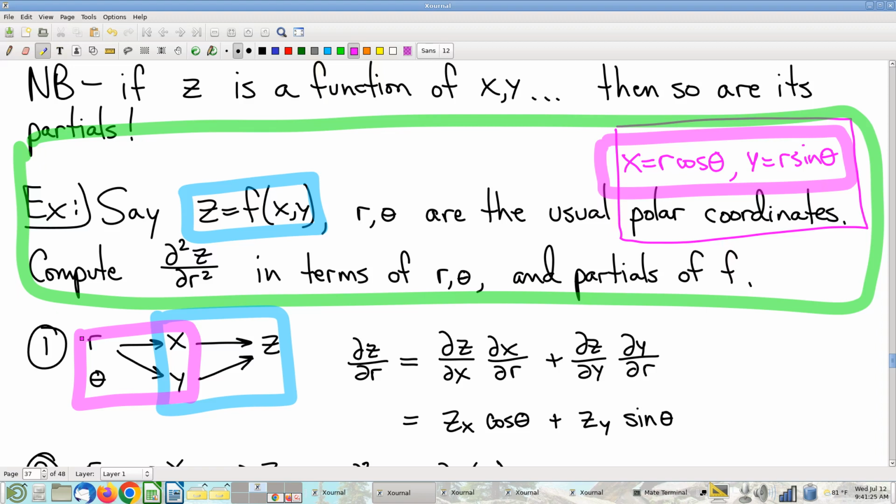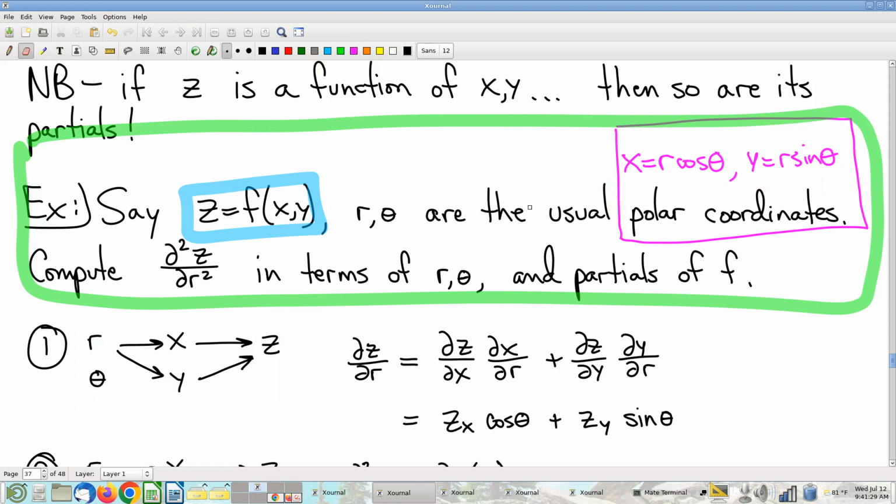So that said, to the posed question of, what is the partial derivative of z? Well, the first partial derivative I need to take anyway, partial of z with respect to r. I have two paths.